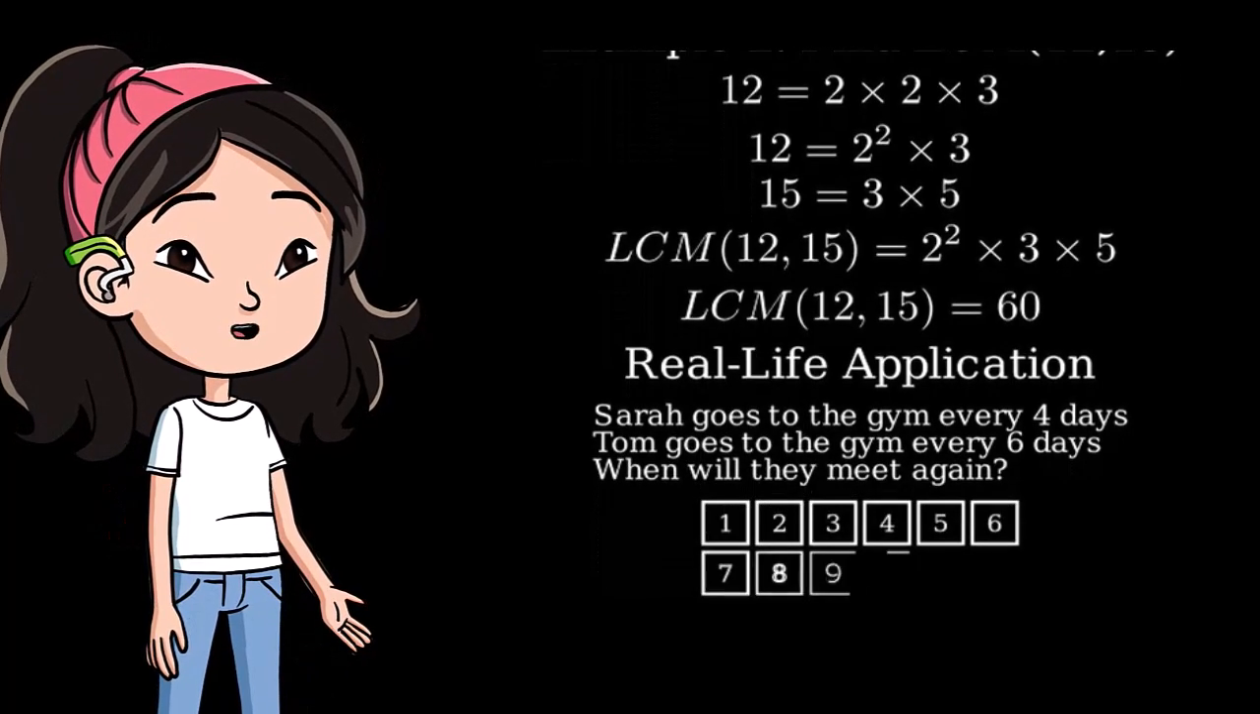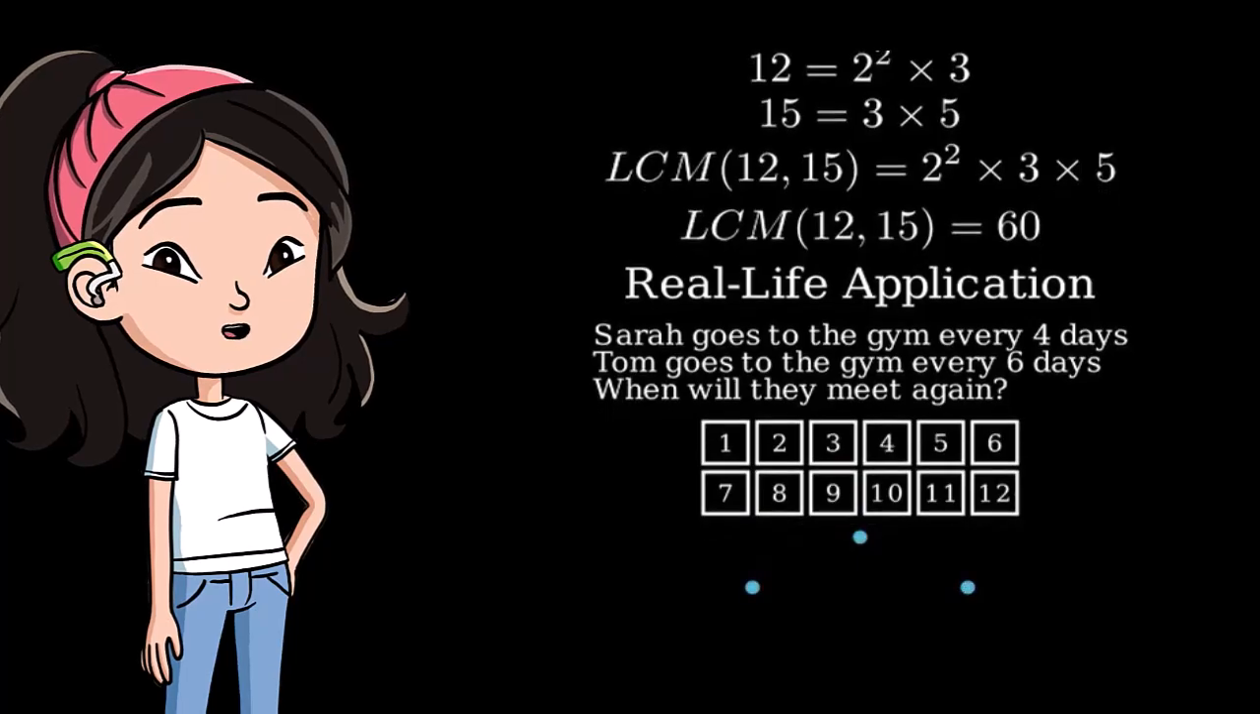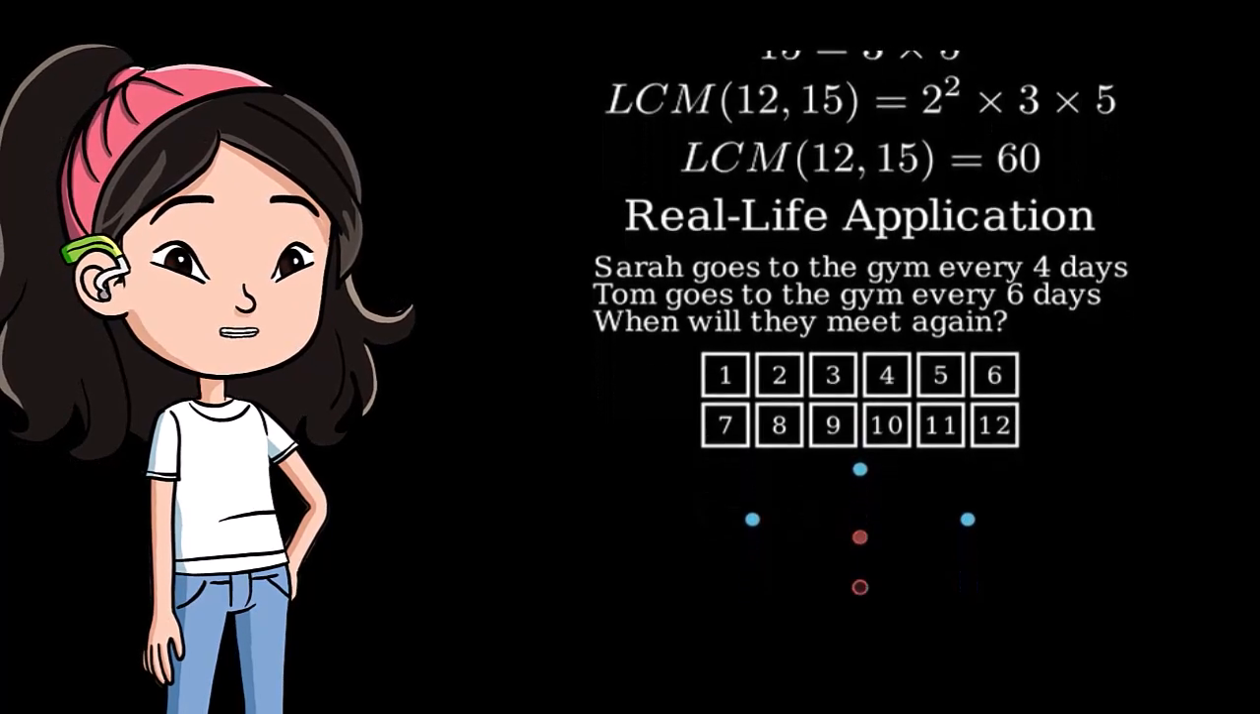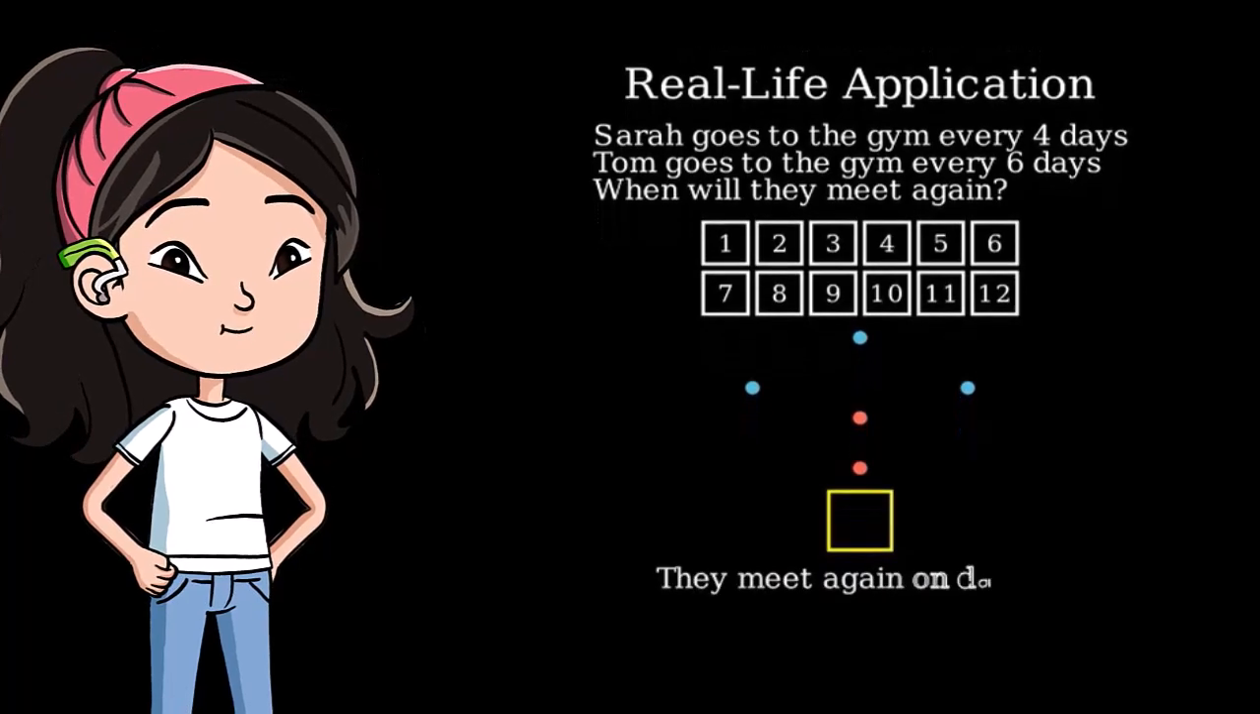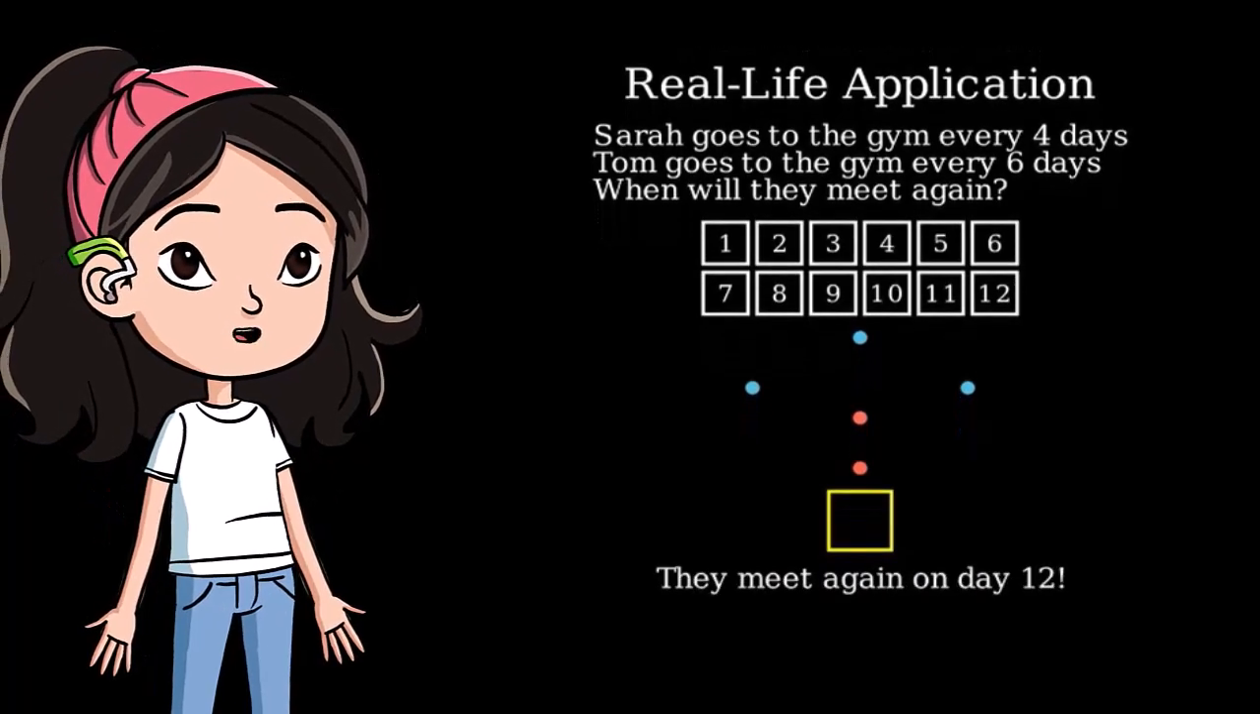Let's visualize this on a calendar. We'll mark Sarah's gym days with blue dots and Tom's gym days with red dots. The first day they meet again will be on day 12, which is the LCM of 4 and 6.